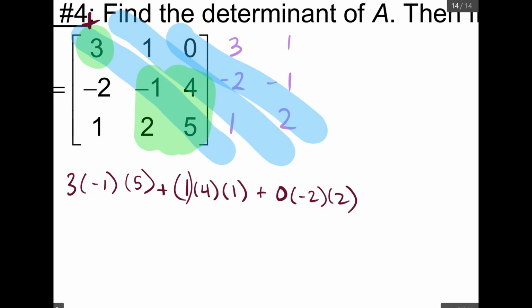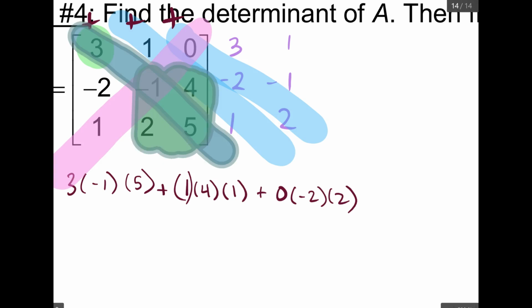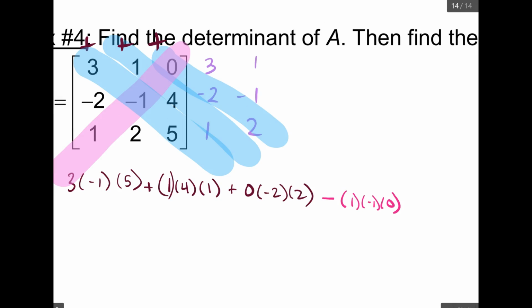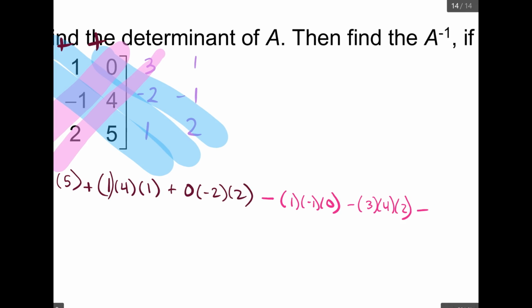All right, so these were my pluses. Now I'm going to go through and do my subtractions. So here is my first subtraction. Maybe I should get rid of that green so you don't see it. Okay, so the first subtraction, I'm going to be subtracting 1 times -1 times 0. Subtracting here. Minus 3 times 4 times 2. Subtracting here. 1 times -2 times 5.